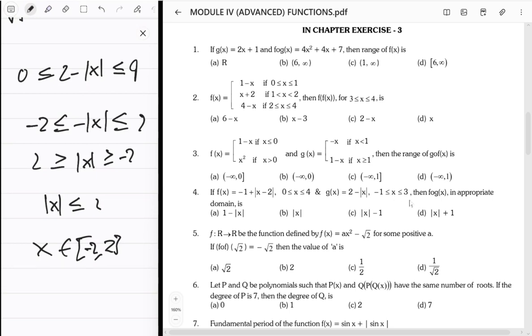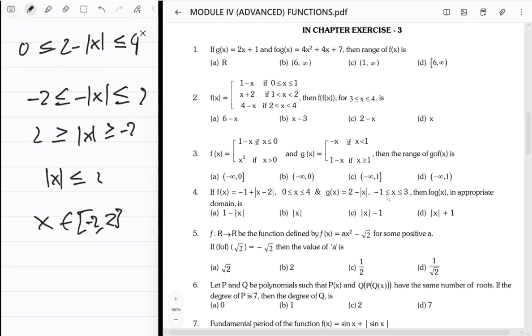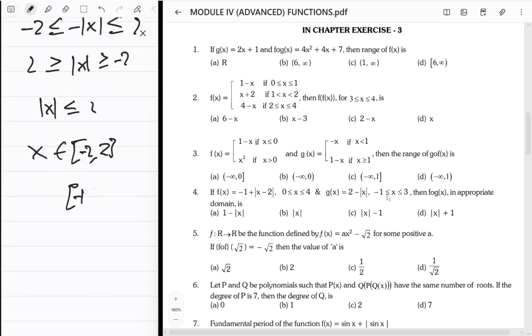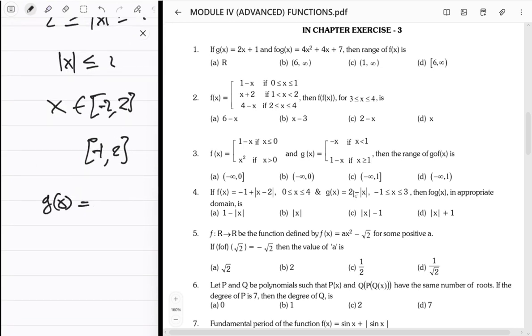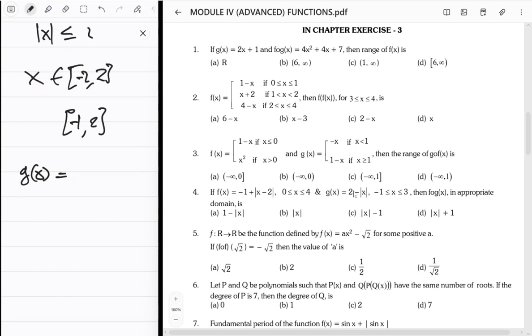And then you also got this to be in this range, negative 1 to 3, where negative 1 is inclusive and 2 is inclusive. Right, you got the appropriate domain and now just have to look for what exactly it is in that range. So what is g of x in this range? It's kind of crazy, isn't it?